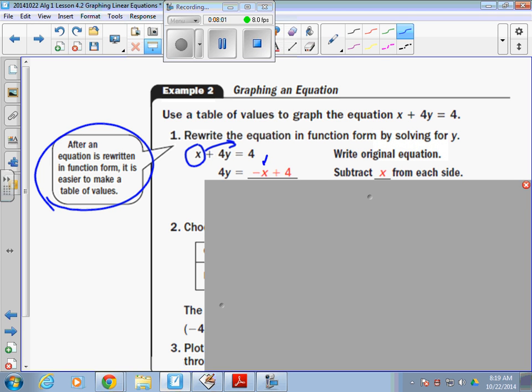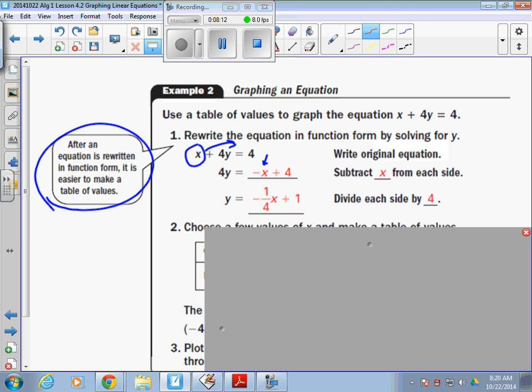Notice it becomes negative x. And notice they wrote negative x before the +4 to make it say mx plus b. It still doesn't say y by itself. You have to divide by 4 on both sides. When you divide by 4, -1 times x becomes -1 over 4 times x. So you're just dividing the -1 before you divide the x. And then 4 divided by 4 gives you 1. This is y equals mx plus b.